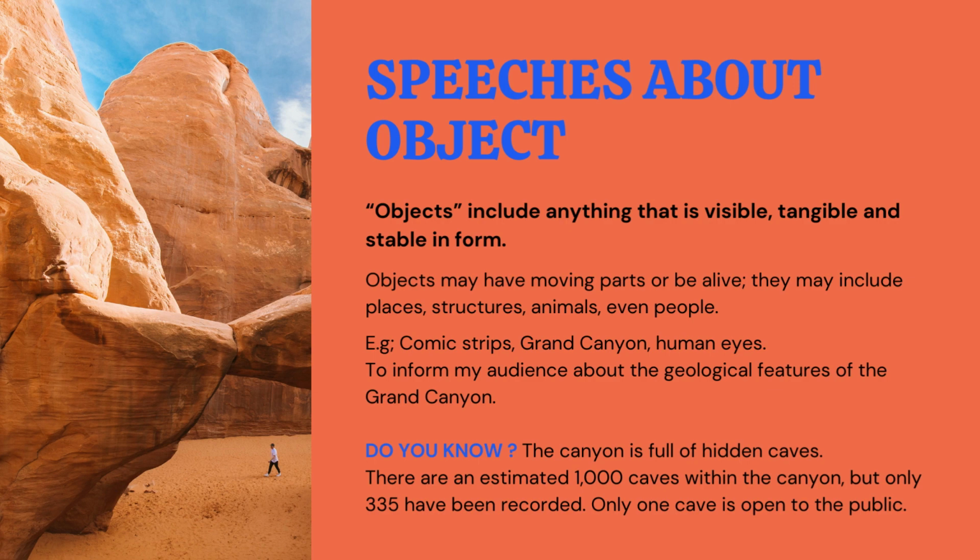So, we take an example of the Grand Canyon. Your informative purpose should be to inform my audience about the geological features of the Grand Canyon. That is the beginning of your objective. So, do you know the canyon is full of hidden caves? There are an estimated 1,000 caves within the canyon, but only 335 have been recorded, or 355. Only one cave is open to the public. That is how you're going to start to introduce your informative speech.